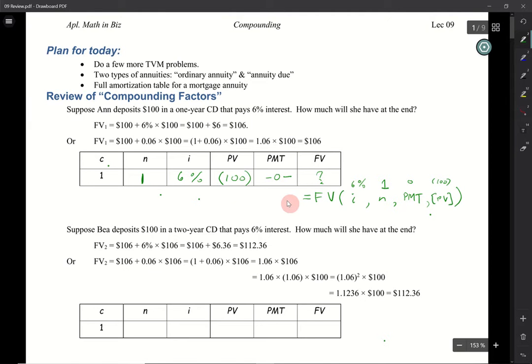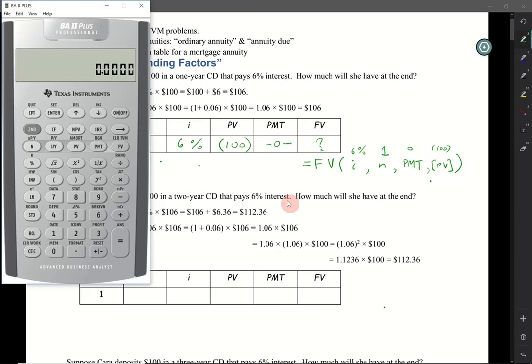Okay. So how do you do that? For C, we've already set it to 1 from before. Here we push 1 and then N, so that sets the value of 1 into the number of periods. Here we put in the interest rate, and we put it in as a percentage, so we do not make it the 0.06 decimal. You put it in as the percentage here. And then if we put in 100 for the present value, we can compute the future value.